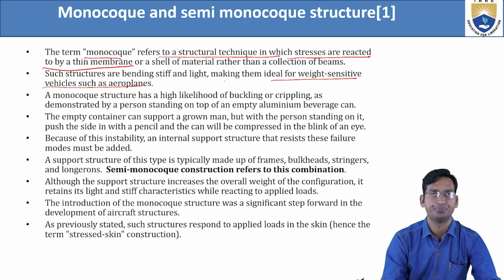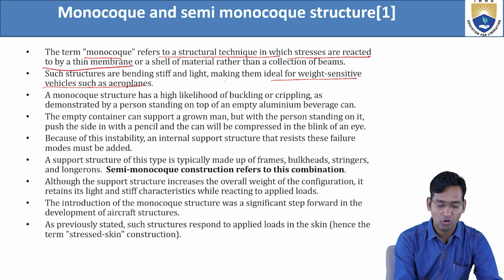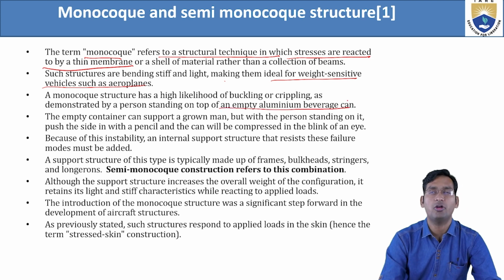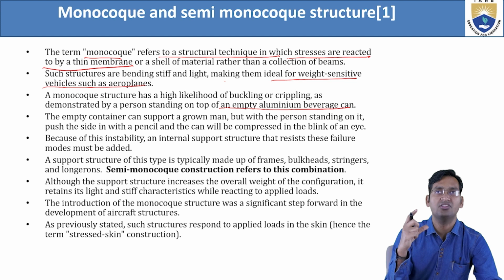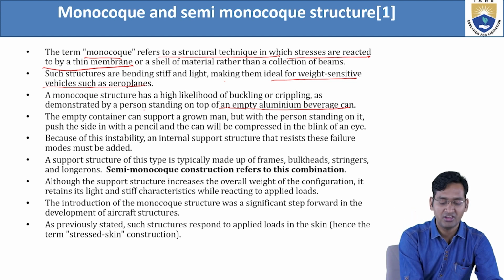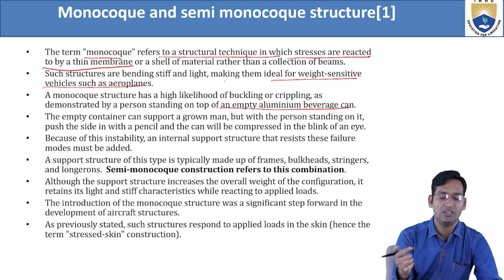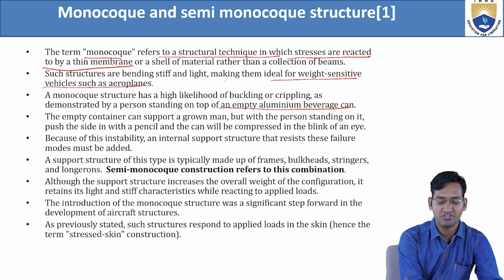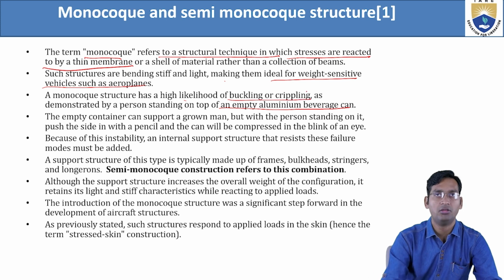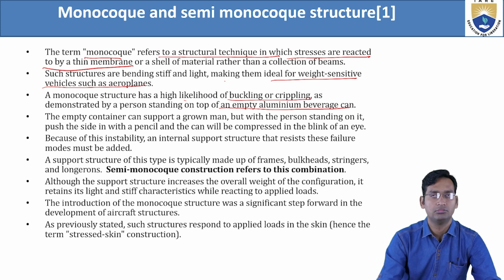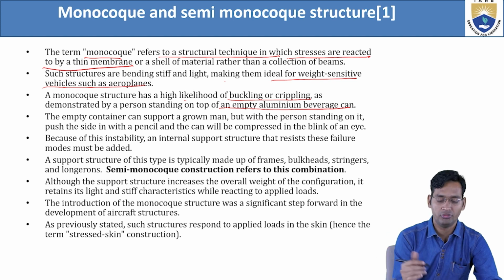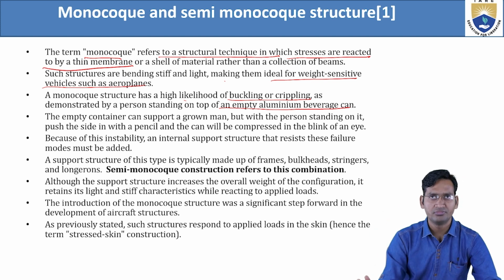Which type? Monocoque. A monocoque structure has a high likelihood of buckling or crippling, as demonstrated by a person standing on top of an empty aluminium beverage can. Have you seen that Coke can? Once you stand on it, the buckling and crippling load will be higher. That is how you can find it, by standing on an empty aluminium can of Coke or any cold drink.